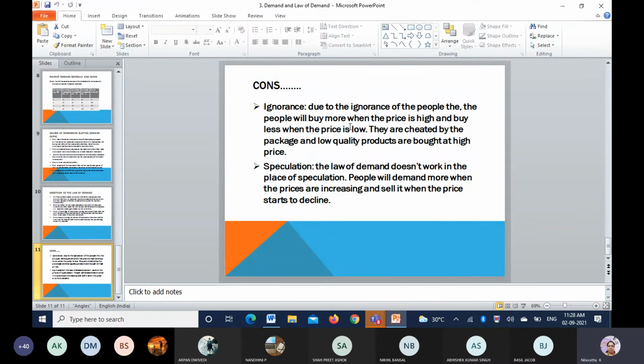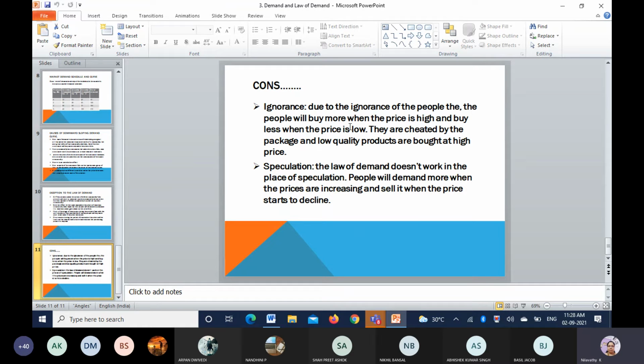And then comes the speculation. Speculation is an act through which we are earning a profit. A very good example is investment in the stock markets. The stock market operation is known as speculation. Why? Because we do all these activities with the motive of getting a profit out of it. So that's why we call it speculation.